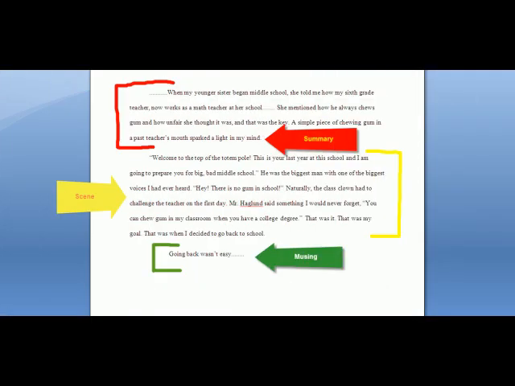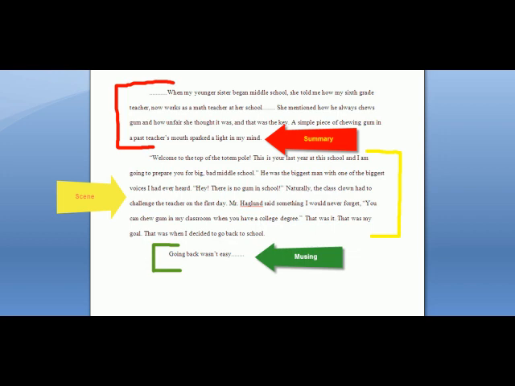Later in the narrative, she writes, when my younger sister began middle school, she told me how my 6th grade teacher now works as a math teacher at her school. She mentioned how he always chews gum and how unfair she thought it was, and that was the key. A simple piece of chewing gum in a past teacher's mouth sparked a light in my mind.